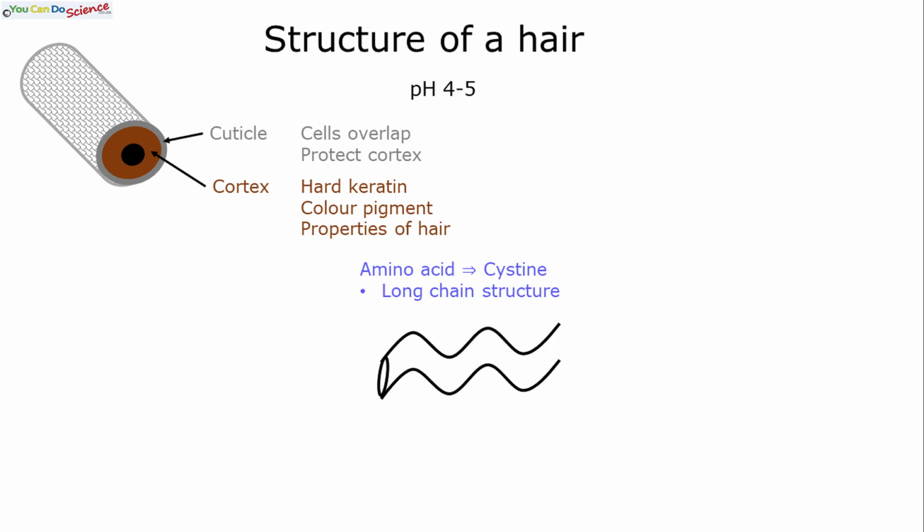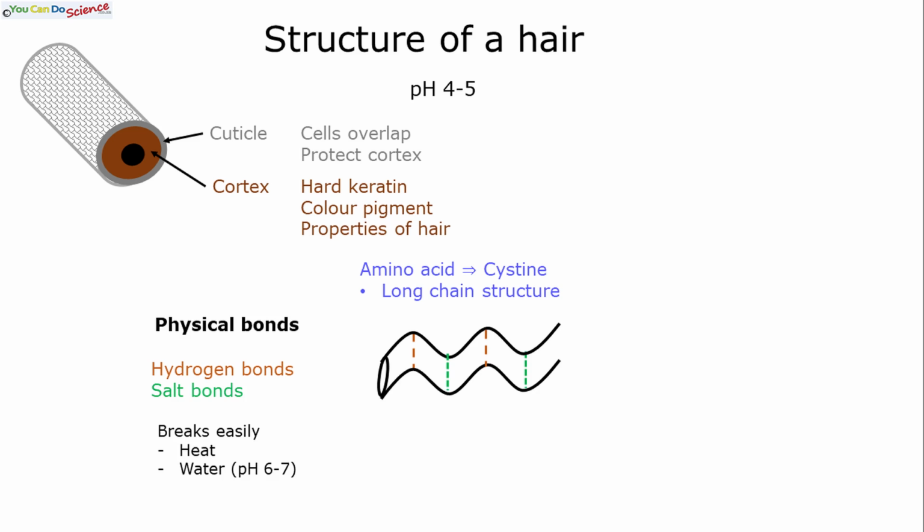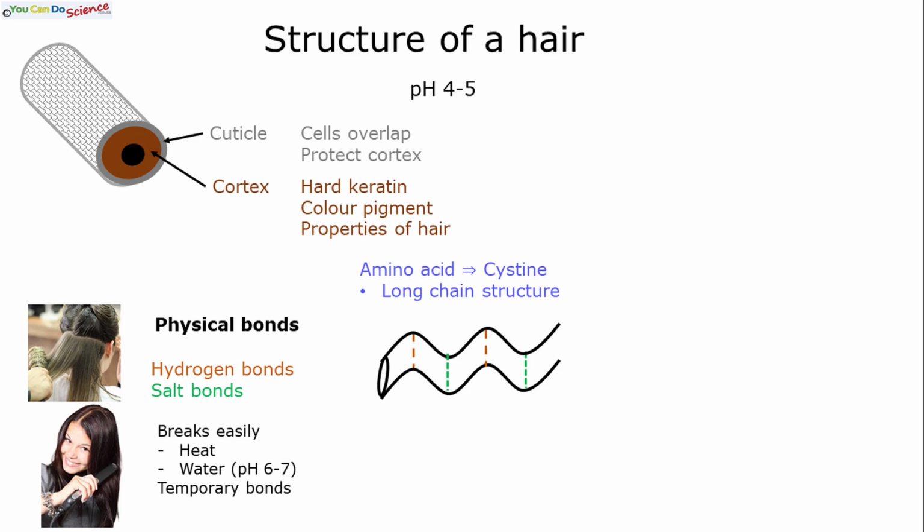Cystine, an amino acid, consists of long chain structures that are bonded sideways to each other by physical bonds, namely hydrogen bonds and salt bonds. These physical bonds are broken easily by heat and water when it causes a small change in pH. These changes are temporary. As soon as you wash your hair, the bonds recover and your hair returns to its natural state, and you must blow dry it again or use hot tongs to change the hair the way you want it.